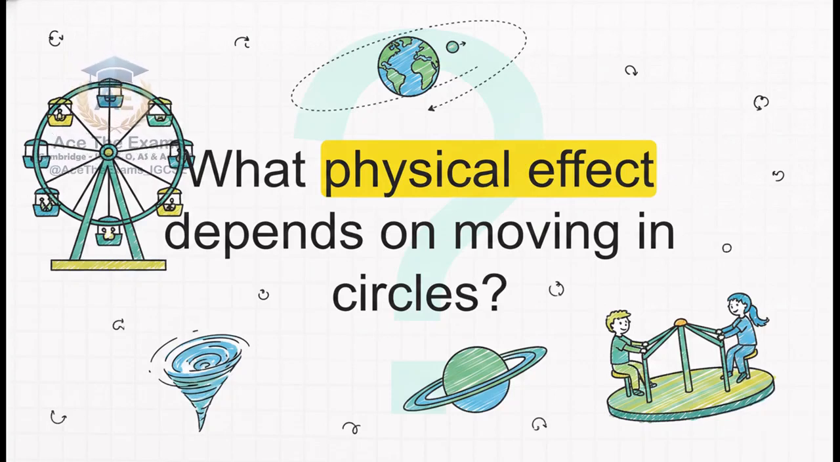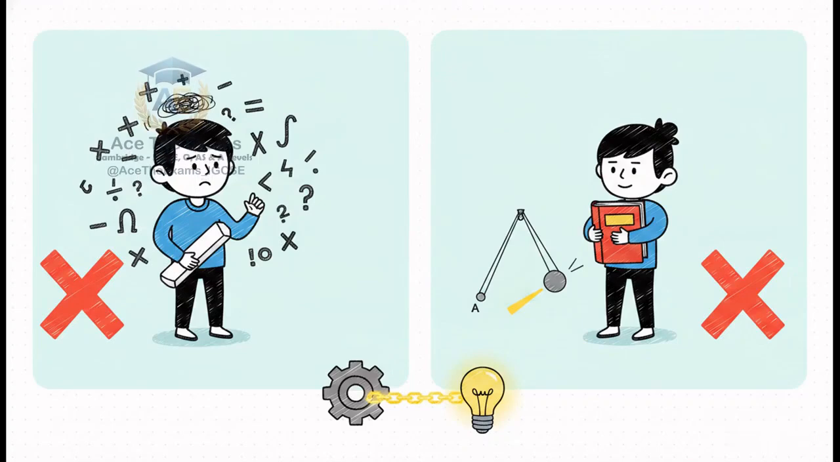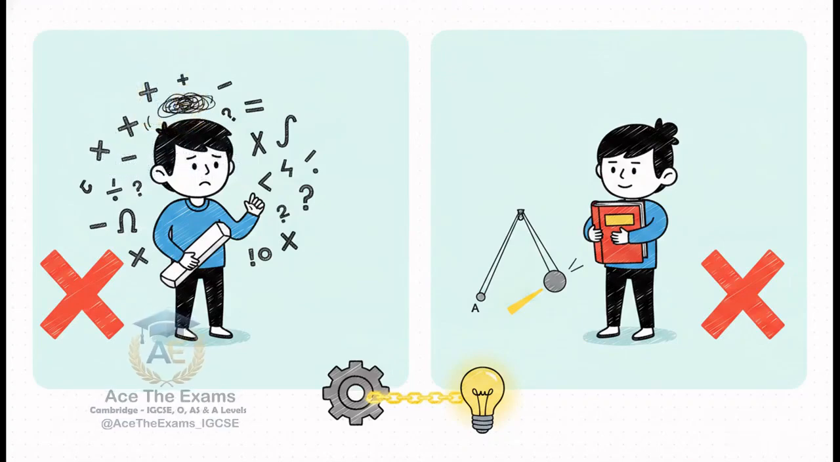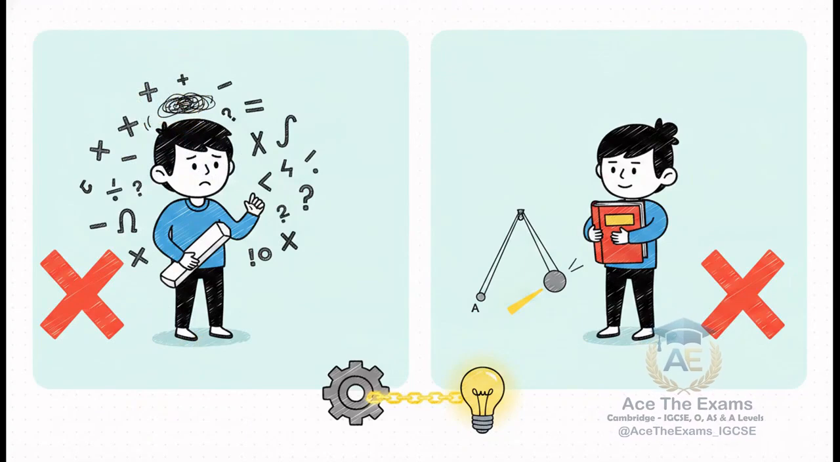The examiner doesn't just want to see that you can repeat a paragraph you memorized the night before. No way. They want to see that you understand why this concept is strictly necessary to explain the physical world around you. And this slide right here brilliantly illustrates exactly where things go horribly wrong for typical students under pressure.